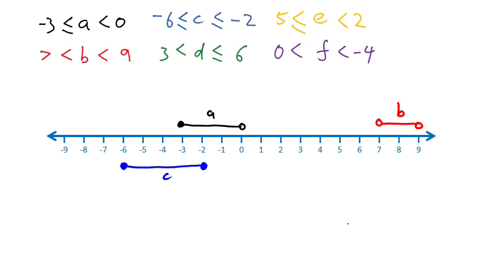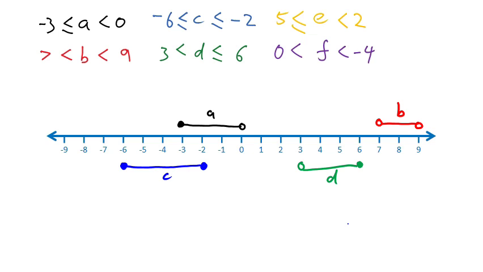Now let's look at D. D's got a solid circle at 6 and an empty circle at 3. How do we know that? Because the 6 has got an equals and the 3 doesn't have an equals. And we join them up and we call that D. Looking pretty good so far.